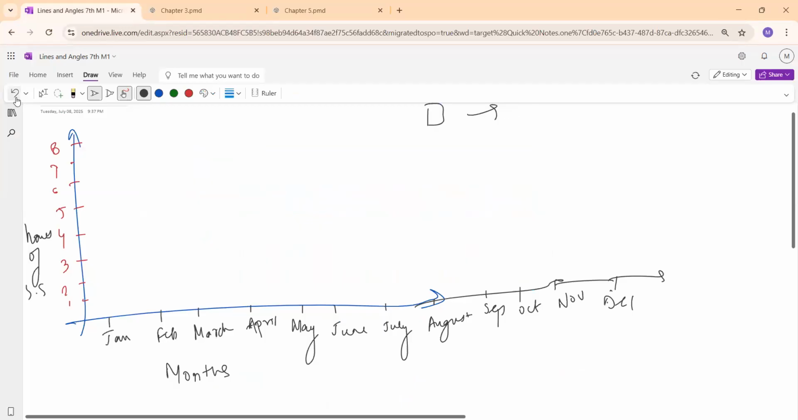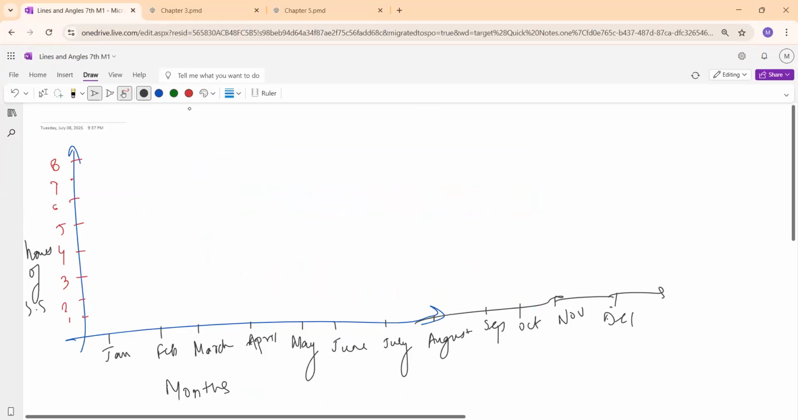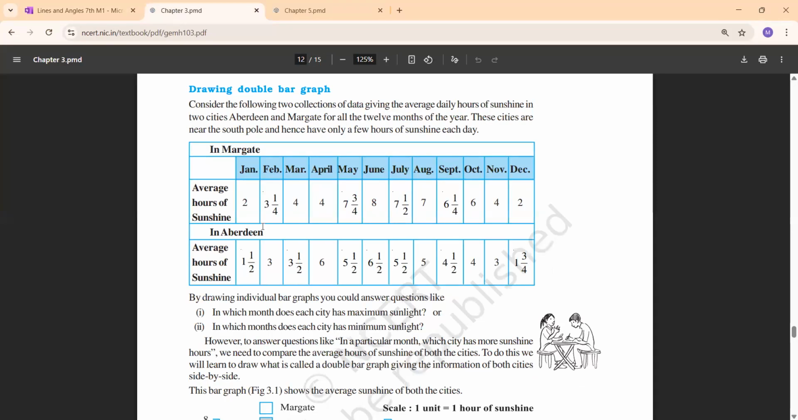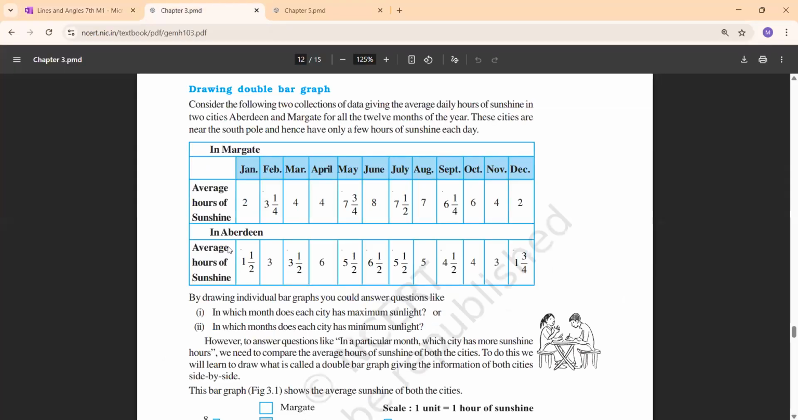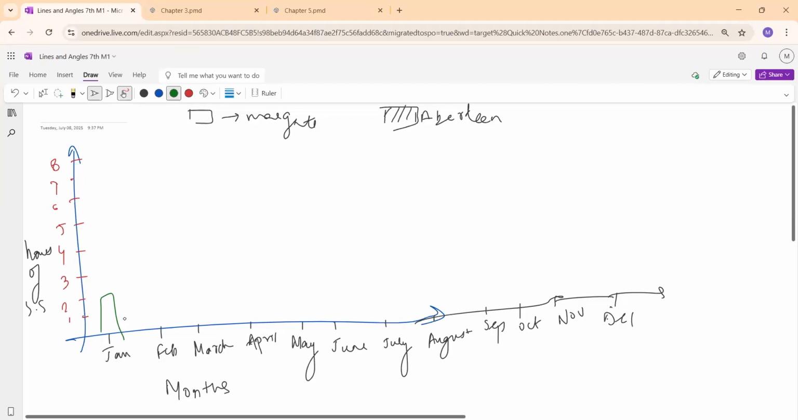Now, in Margate, I'm taking it as the normal box. Normal box is Margate, and the shaded one is Aberdeen. So in Margate, hours of sunshine in January are 2. I'll draw it with green color. And in Aberdeen, they are 1.5, like this.